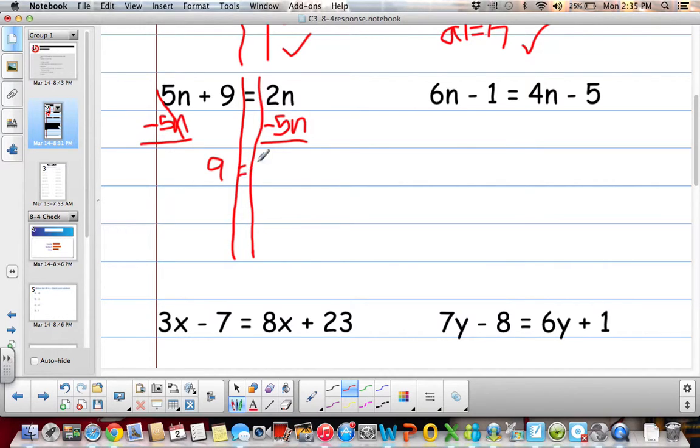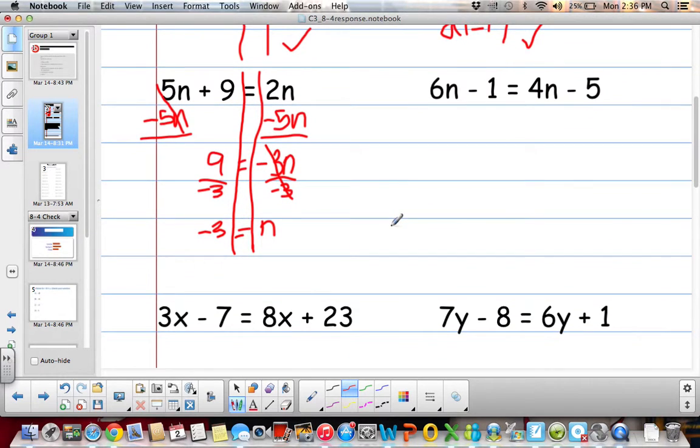So 9 equals 2 minus 5n. So 2 minus 5 is negative 3n. Then I divide both sides by negative 3. 9 divided by negative 3 equals negative 3. Negative 3n divided by negative 3 is n. So n equals negative 3. And then you can put that back in and check it.